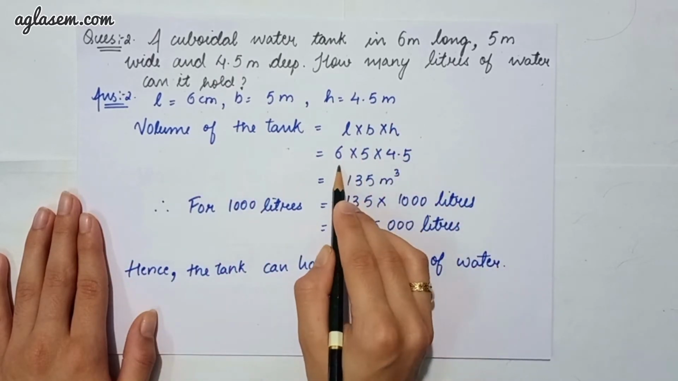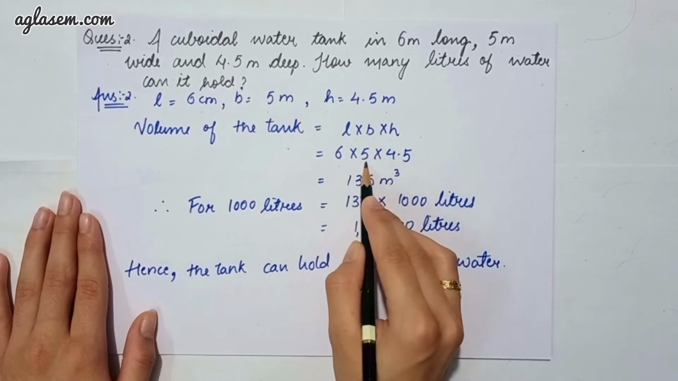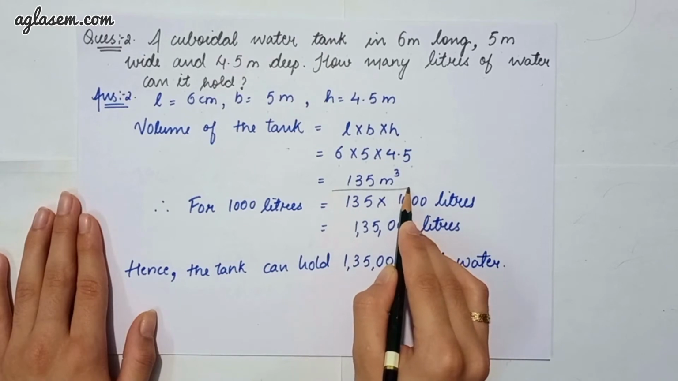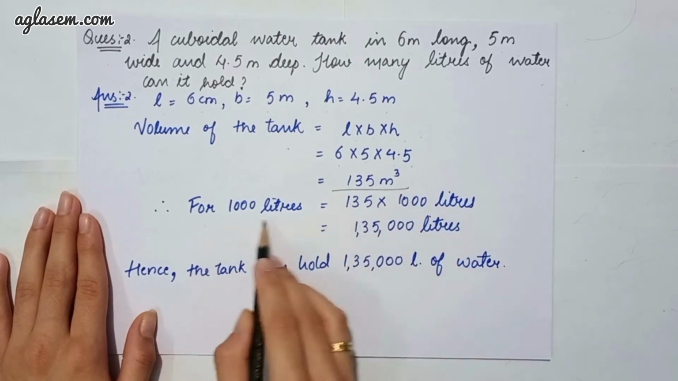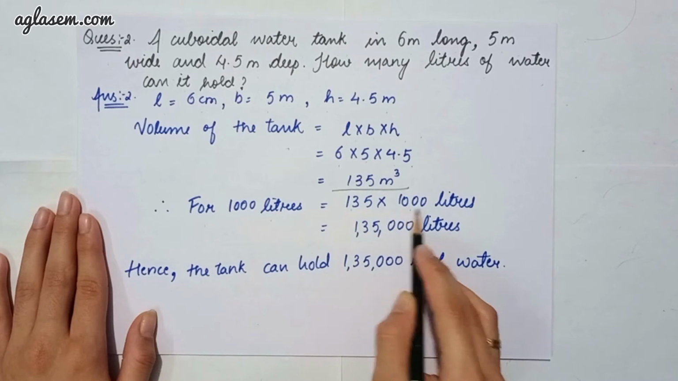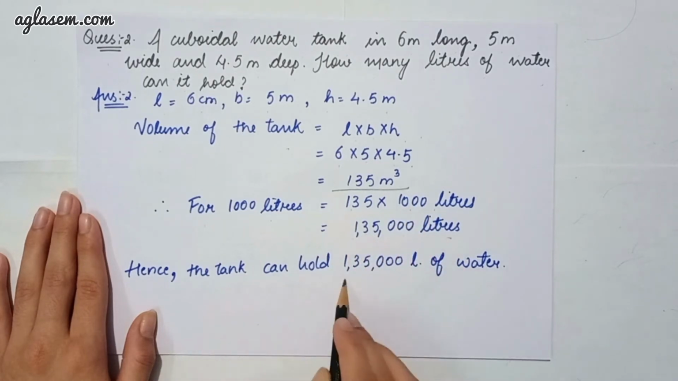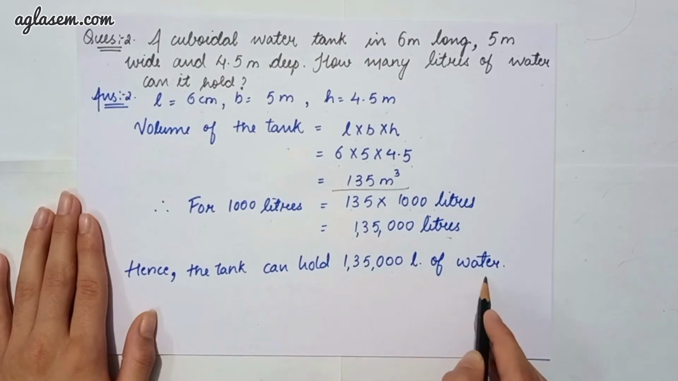So length, that is 6, breadth, that is 5, height, that is 4.5. By multiplying it we will get 135 meter cube. Further, for 1000 liters we have to multiply it by 1000, which will give you 1,35,000 liter. So the tank can hold 1,35,000 liter of water.